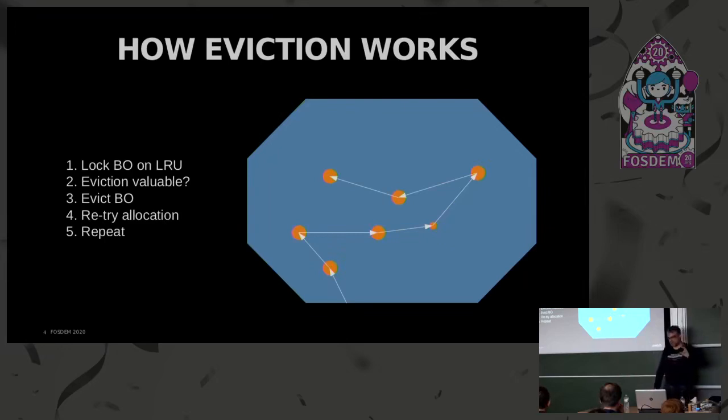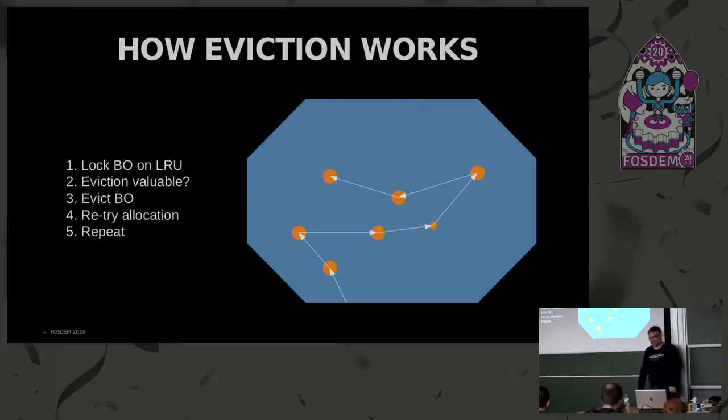Eviction works by locking the LRU, then picking the first entry on the LRU and calling back into the driver to test if eviction is valuable. For example, in video memory, you usually have a part which is CPU accessible and a part which is not CPU accessible. And so if the driver needs only CPU accessible video memory, it can decide that an eviction might not be valuable to actually do, so it's skipped. Then we actually evict the BO, so move it to another domain. And then we retry the original allocation which failed in the first place. And if that succeeds, the algorithm ends, and otherwise we repeat from the beginning again.